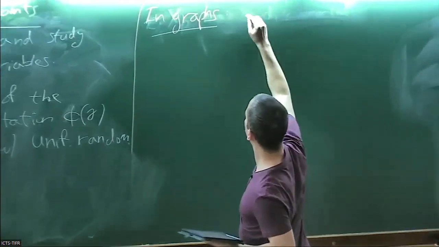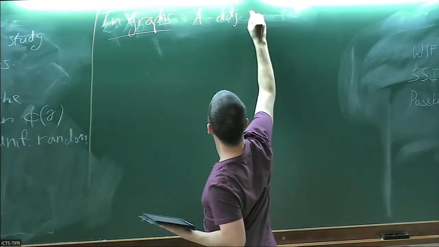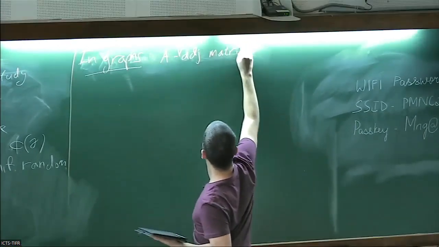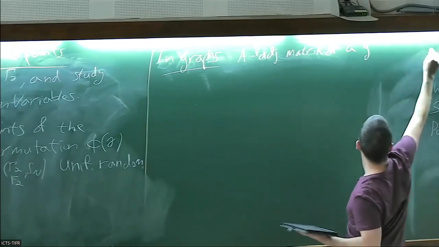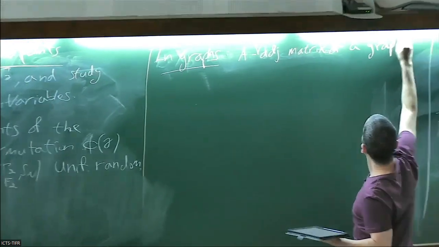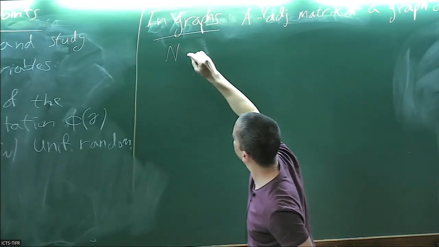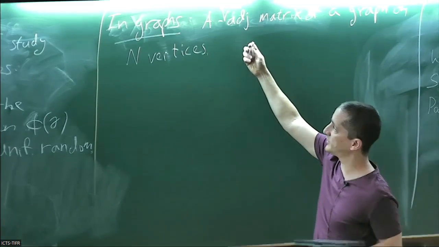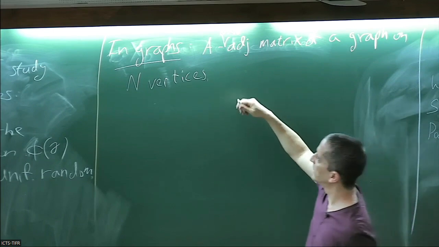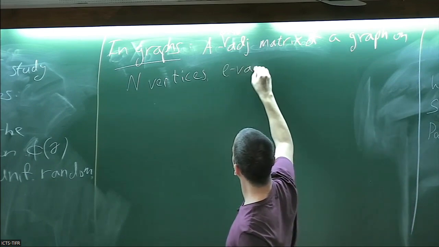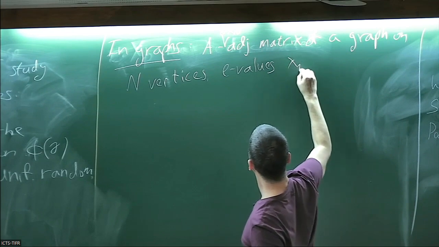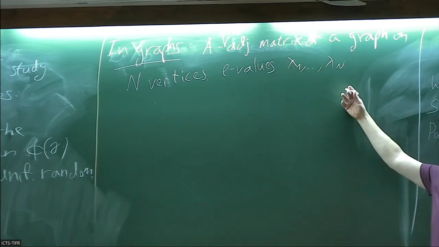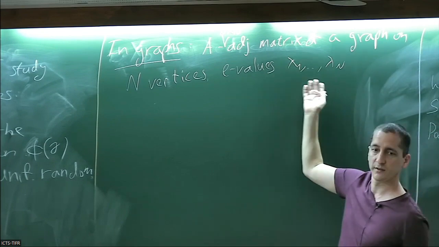Let's assume that A is the n by n adjacency matrix of a graph on n vertices, and you want to study the eigenvalues of A. A is a symmetric matrix, so it has real eigenvalues, which we denote by λ1 up to λn. There are many properties of the graph that you can read from this spectrum.